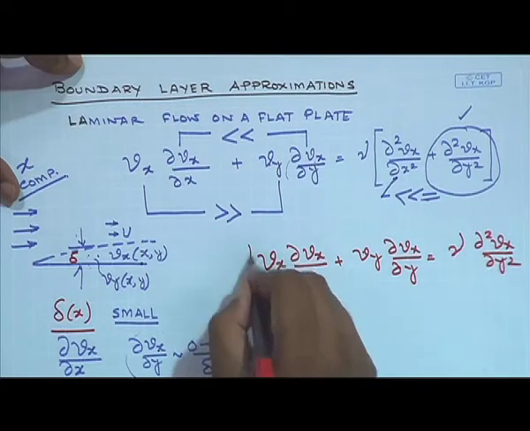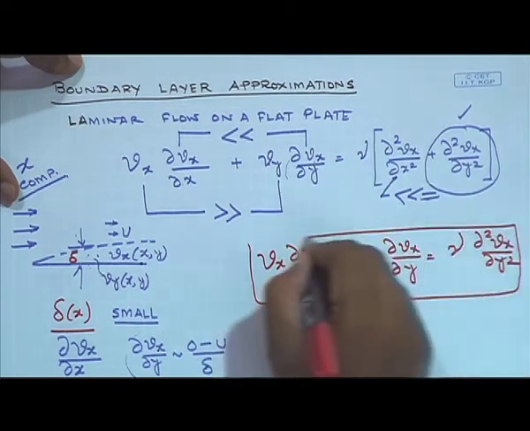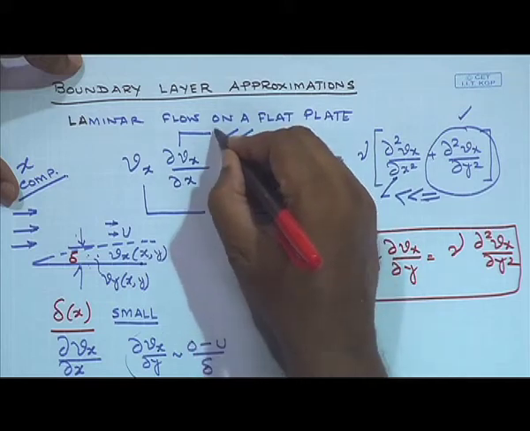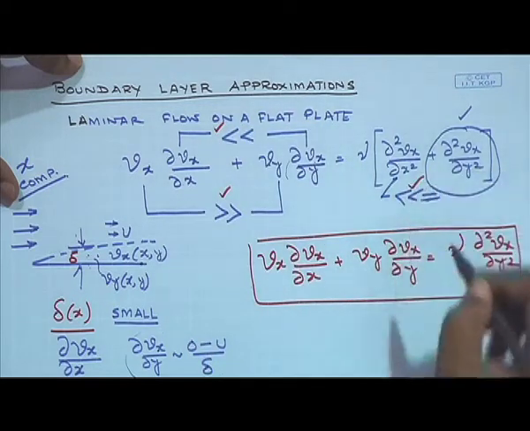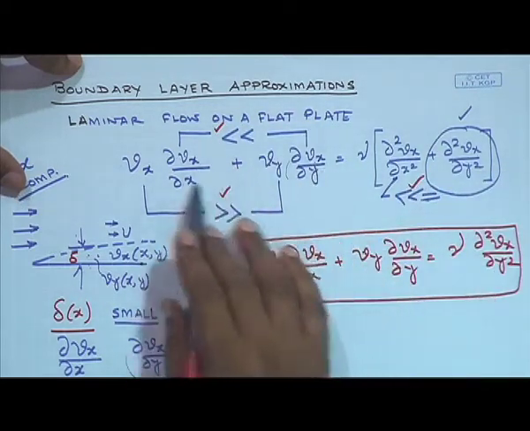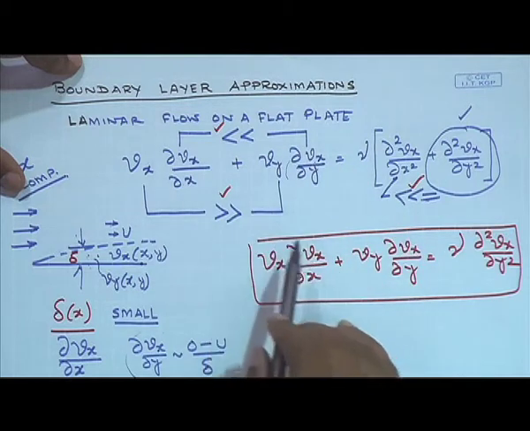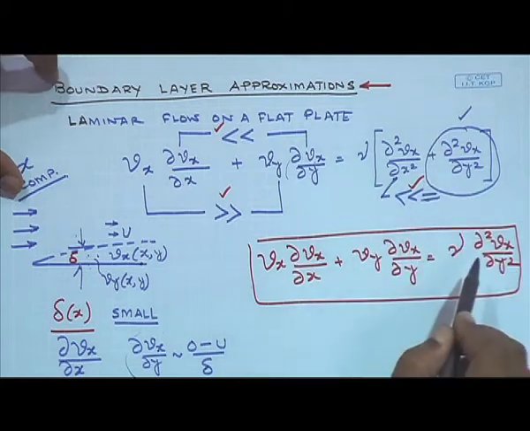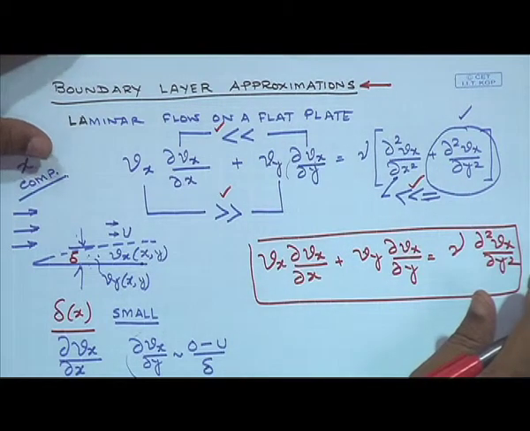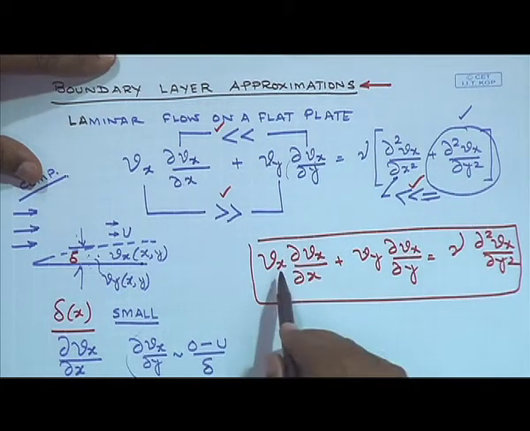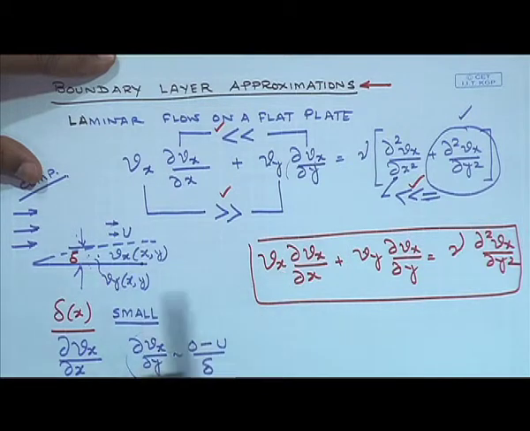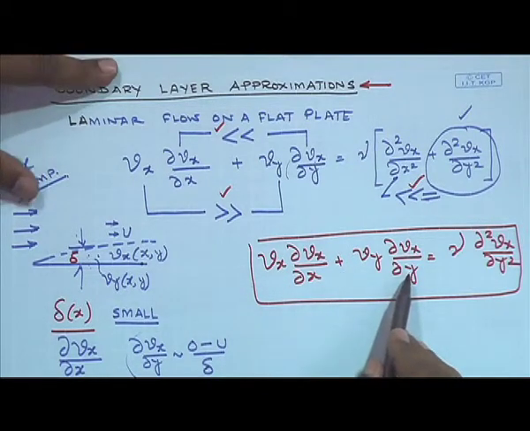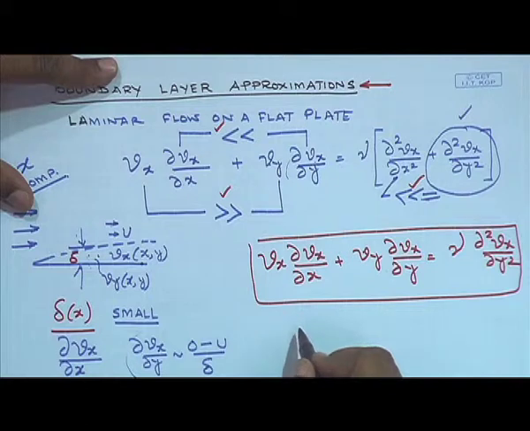And whatever I have discussed so far in terms of the magnitudes, the relative magnitudes of these terms and their interrelation, they are collectively known as the boundary layer approximations or boundary layer assumptions. So, one has to solve this equation for flow inside a boundary layer with appropriate boundary conditions.